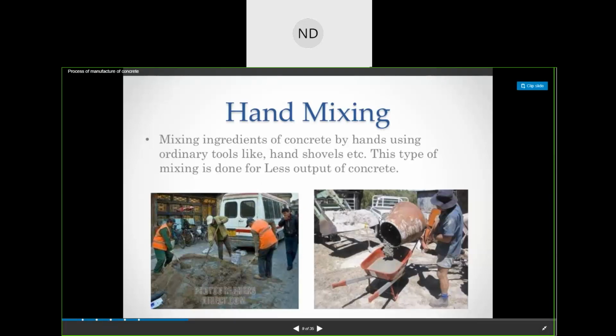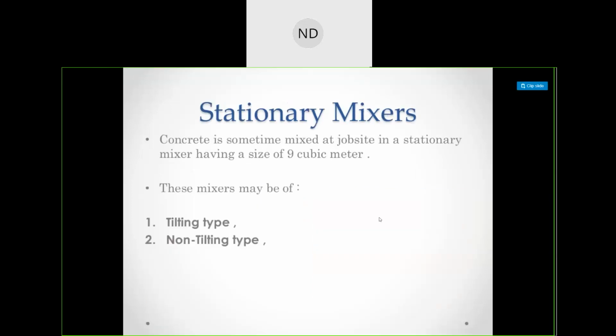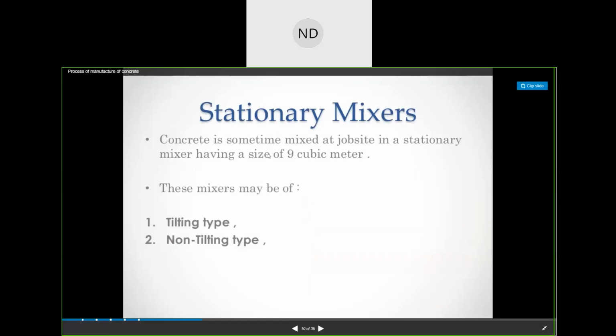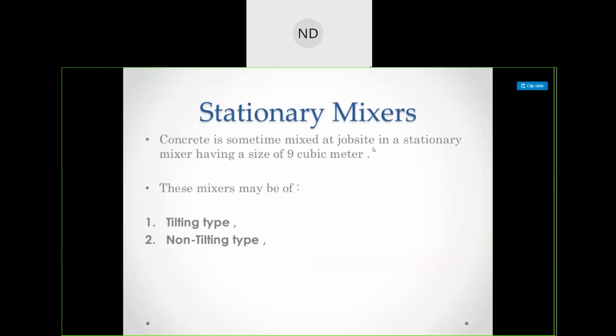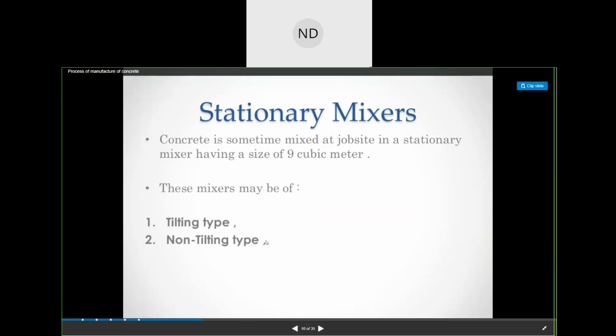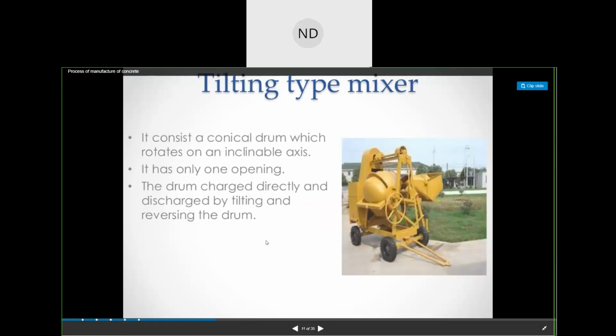Okay, this was your hand mixing. Then next was your stationary mixtures. Now concrete is sometimes mixed at job site, in a stationary mixture having a size of 9 cubic meter. This mixture may be of tilting type and non-tilting. Just like we just saw, these are the two types.